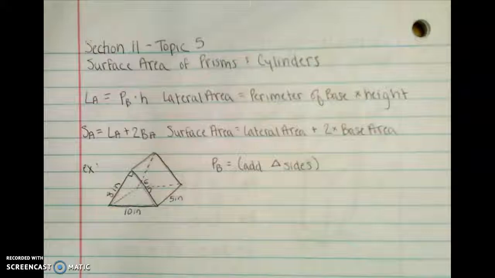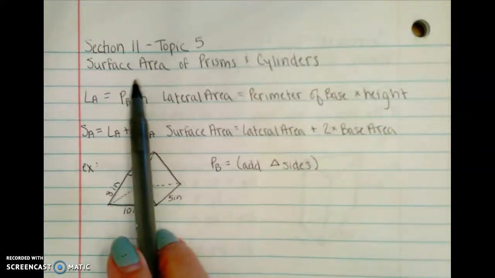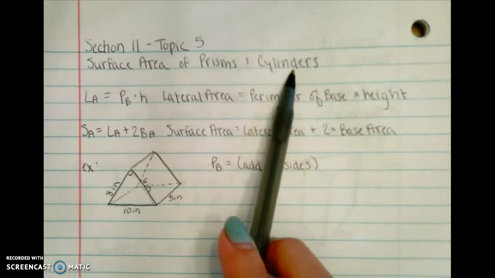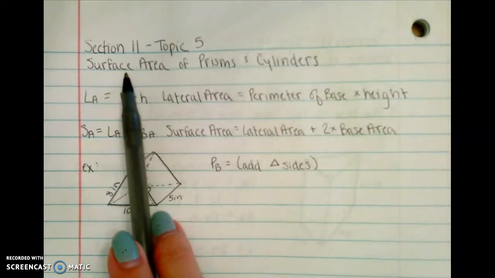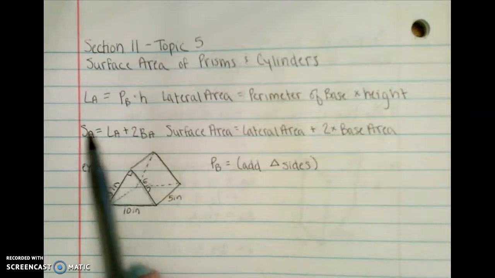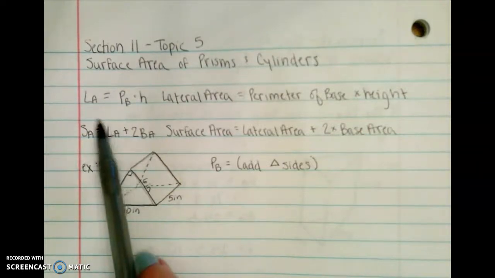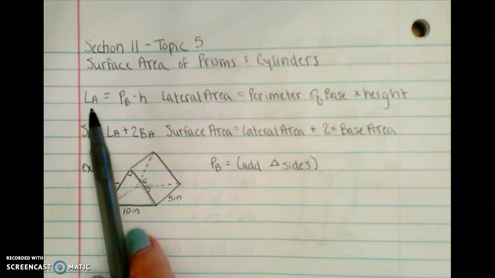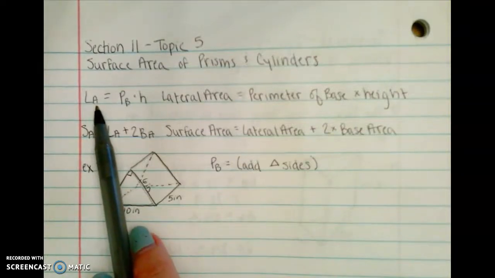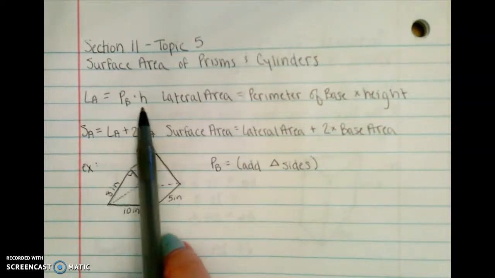In section 11, topic 5, we're looking at calculating surface area of prisms and cylinders. When you're calculating surface area, there's a lot of information that you need to find first in order to plug into the surface area formula. The first thing you need to find is lateral area. Lateral area ends up being the perimeter of the base times the height of the figure.